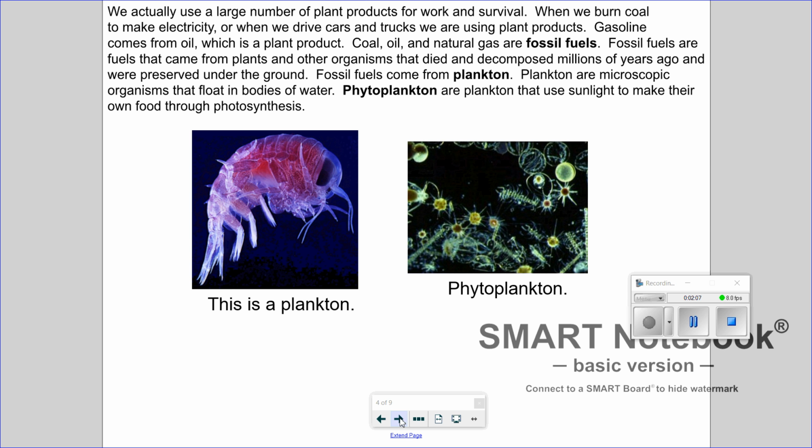Fossil fuels come from plankton. Plankton are microscopic organisms that float in bodies of water. Phytoplankton are plankton that use sunlight to make their own food through photosynthesis. While I'm done talking, you might want to put the video on pause so that you can take a closer look at these examples of a plankton and a phytoplankton. All right, let's move on.